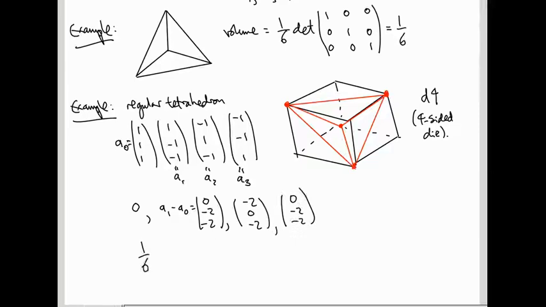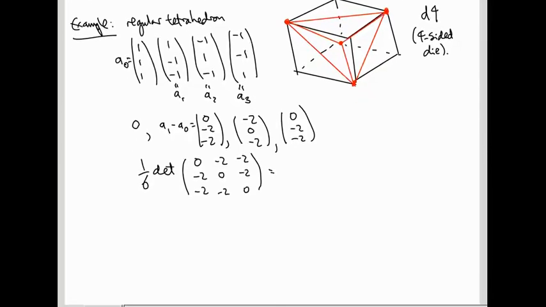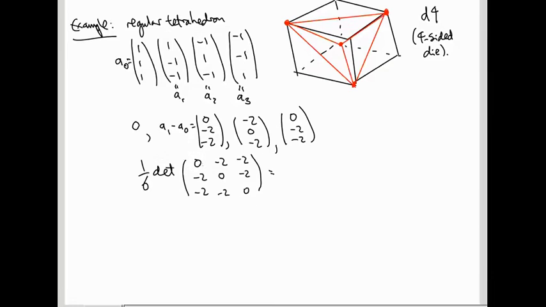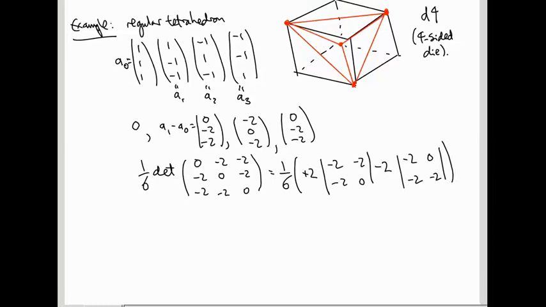So we need to compute 1 over 6 times the determinant of the matrix with rows (0, -2, -2), (-2, 0, -2), and (-2, -2, 0). Let's compute this using, I don't know, this cofactor expansion thing. So let's expand around the top row. We get the 1 over 6, and then nothing, and then minus 2 times the determinant of (-2, -2; -2, 0), and that all comes with a minus sign because it's in this position. And then minus 2 times the determinant of (-2, 0; -2, -2). I'm writing just vertical lines here rather than writing det of the matrix. That's something people do sometimes, just shorthand.